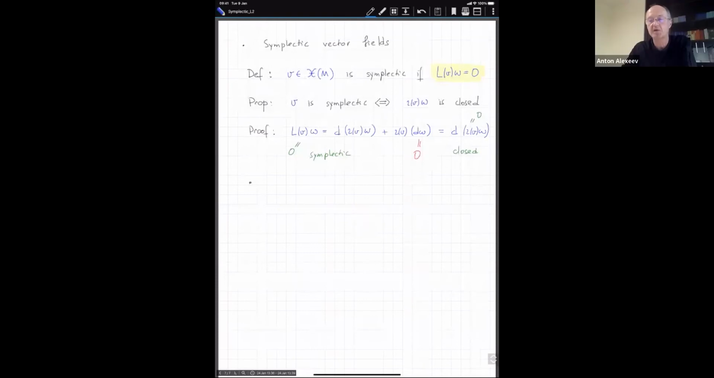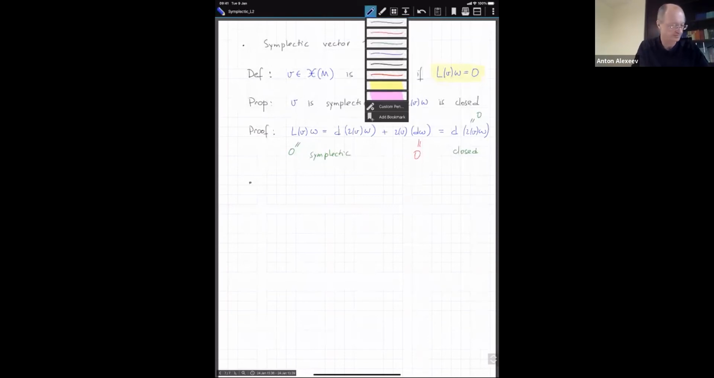Because this omega flat is an isomorphism, so you can invert it. So map one forms to vector fields. We'll do it now in a slightly more restricted situation.